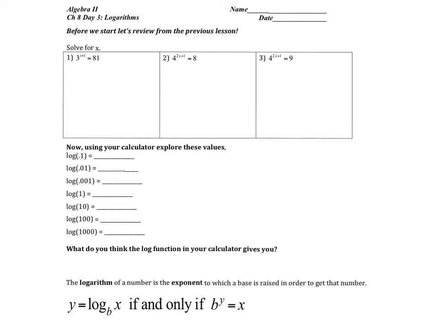Before we start with the new material, let's review what you learned in the previous lesson. So in the first problem, we're asked to solve for x. So we have 3 to the power of x plus 1 equals 81. So remember, when you are solving these exponential equations, you want to equate the bases or make the bases the same, because when the bases are the same, you can set the exponents equal.